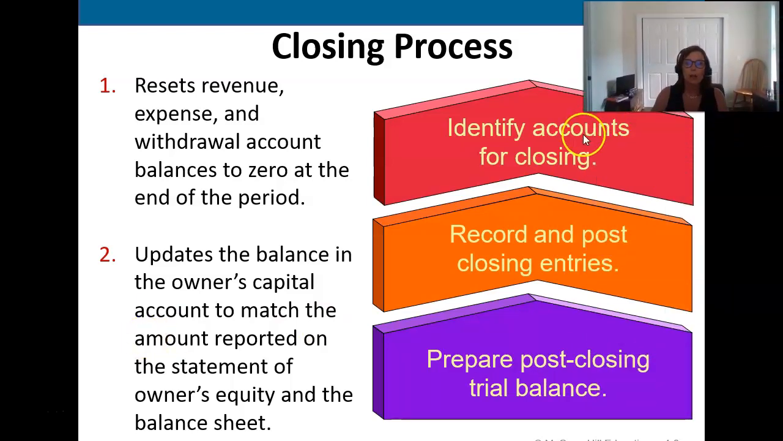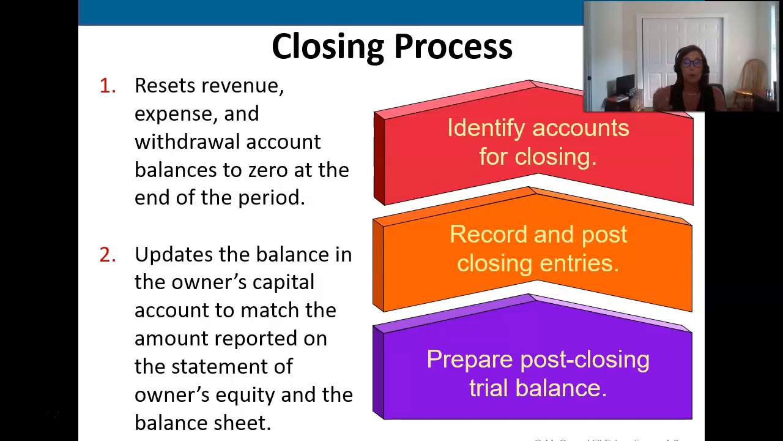So the closing process requires us to identify the accounts for closing. And again, we've got these three types here: revenue, expense, and owner's draws. We're going to record and post the closing entries, and now we are going to prepare yet one more trial balance, and now that's called the post-closing trial balance.